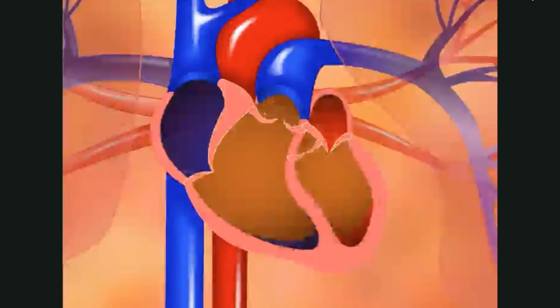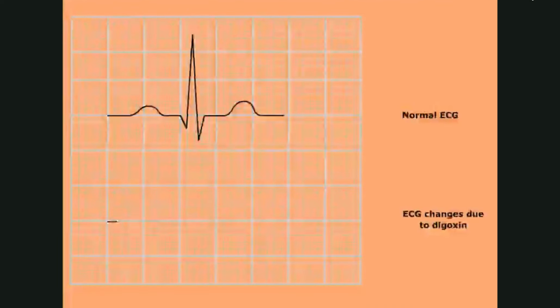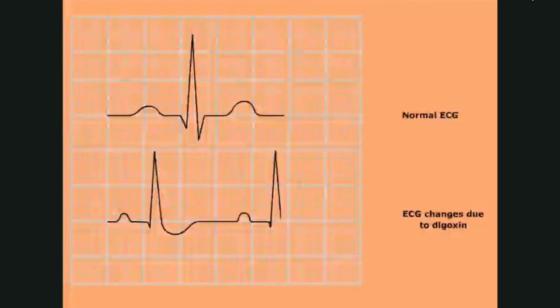The effects of digoxin can be seen on the EKG. On the top, a normal EKG is shown. The EKG of a patient taking digoxin may show nonspecific ST segment depressions with a scooped appearance as shown in the lower EKG. Note, however, that specific EKG findings of digoxin can be seen with therapeutic levels and are not necessarily signs of toxicity.